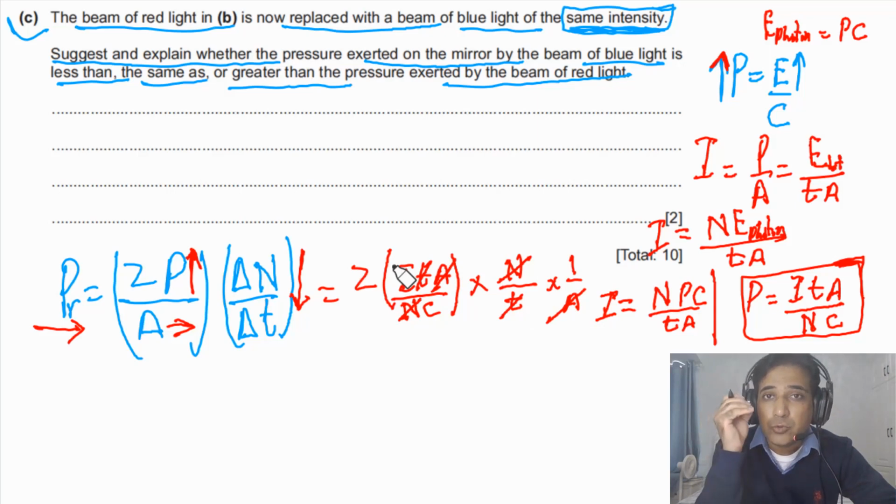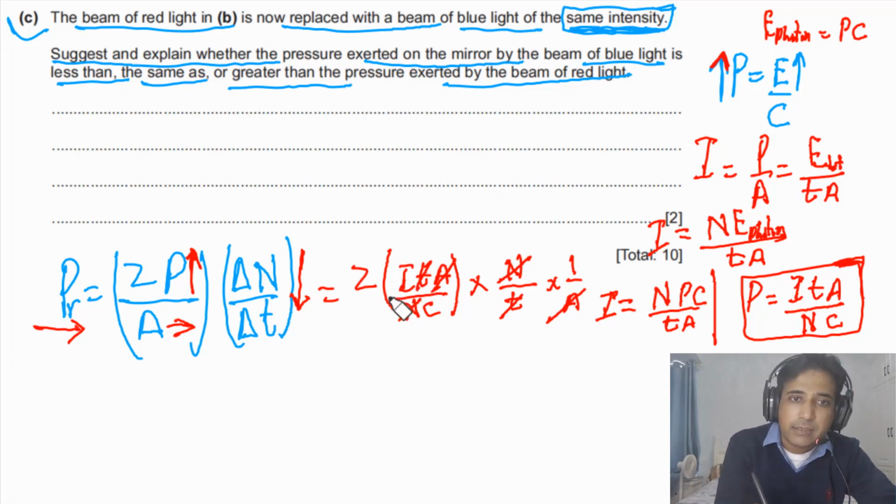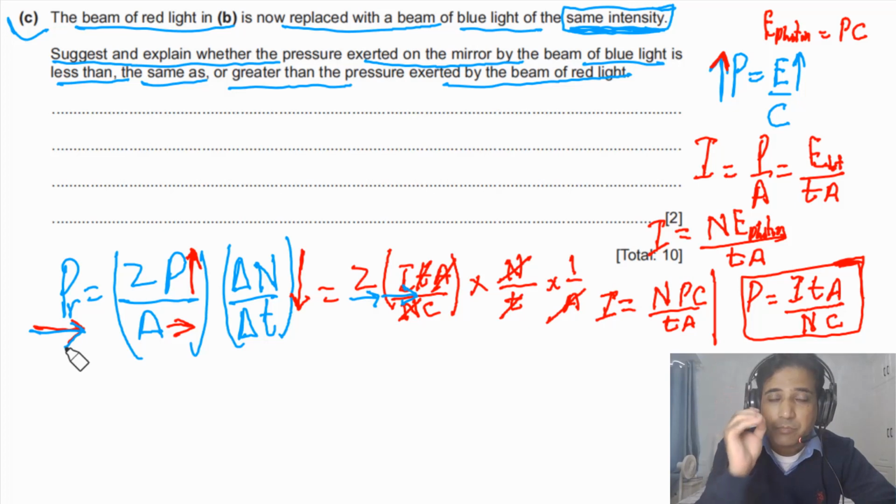I hope this makes better sense. So we can simply say that in this case intensity is the same, and this is just a constant number, so it means pressure is also the same. So this is how you can answer this question. I hope this makes sense.